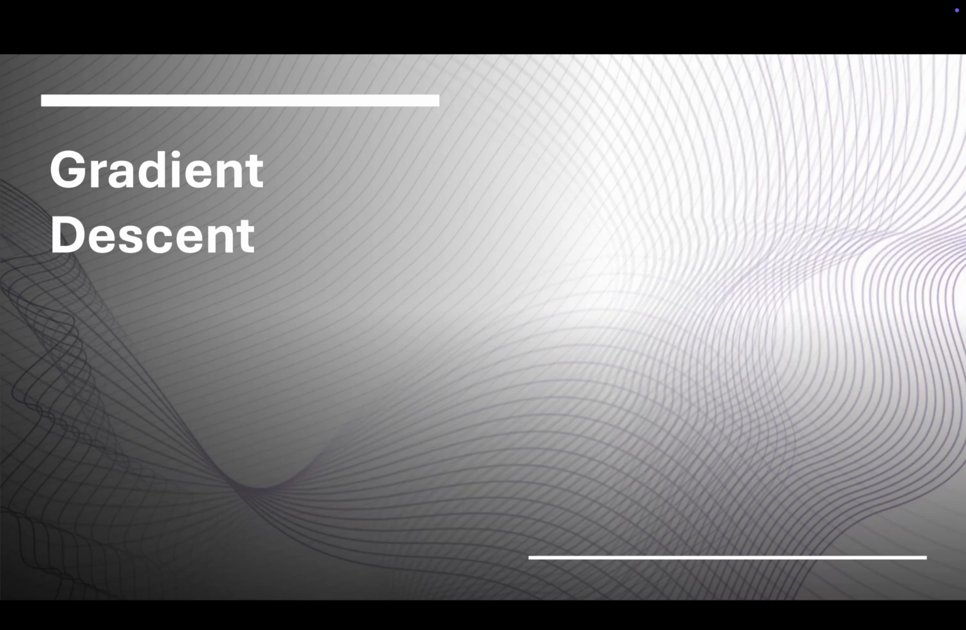Now, calculating the gradient using all the training data can be computationally expensive. That's where stochastic gradient descent comes in. It uses many batches of data to approximate the gradient, making the training process much faster.